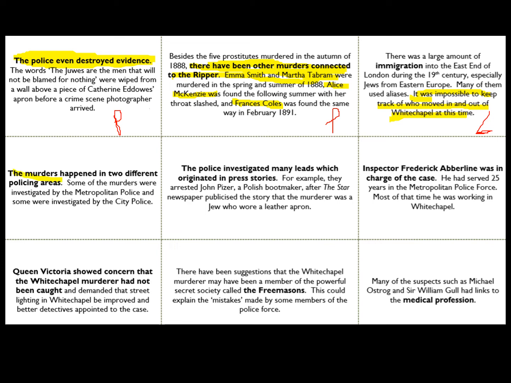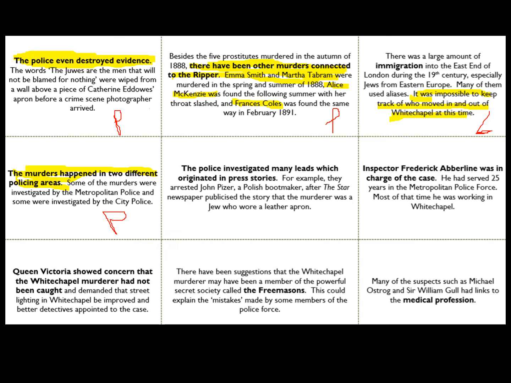murders happened in 2 different policing areas. So that's a police mistake point as well, because we're obviously saying that some of the murders were investigated by the Metropolitan Police and some were investigated by the City Police, and they didn't join up their investigations, so they weren't able to do an awful lot there.